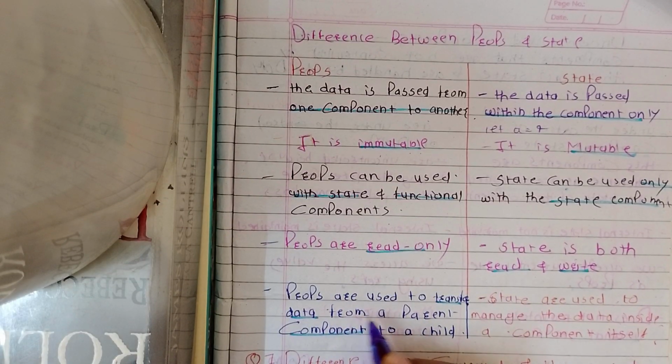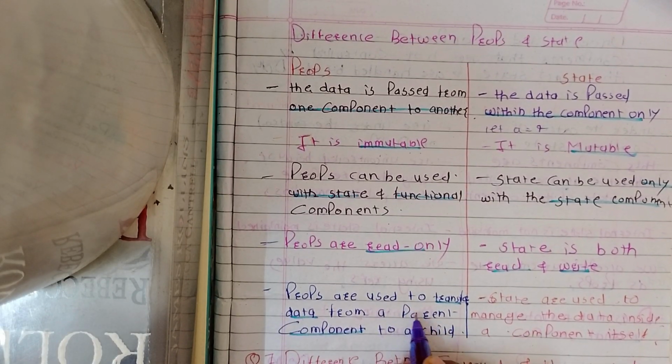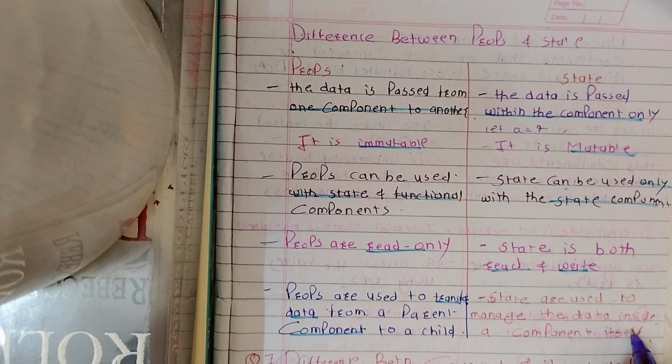Then props are used to transfer data from a parent component to a child component. So the main use of props is that we can transfer the data from one parent component to another child component, and we can make it reusable. State is used to manage the data inside a component itself, and only for that particular component.